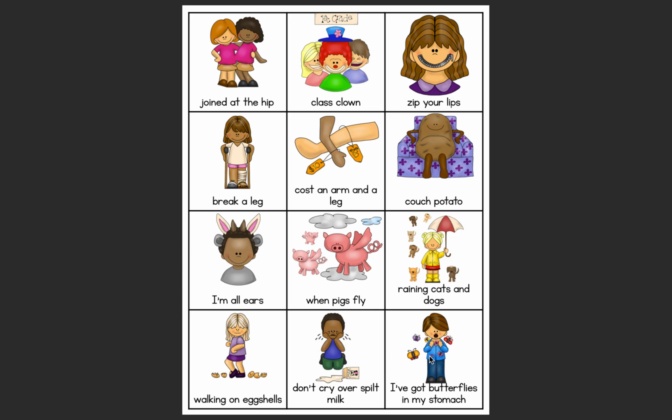And I've got butterflies in my stomach. I'll give you an example of this. You might have some butterflies in your stomach this morning when you started Google Classroom. You're feeling a little nervous. So I've got butterflies in my stomach just means that you're feeling a little nervous. Your stomach just feels nervous today.